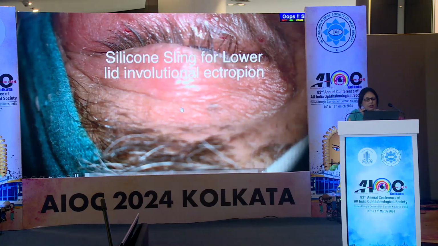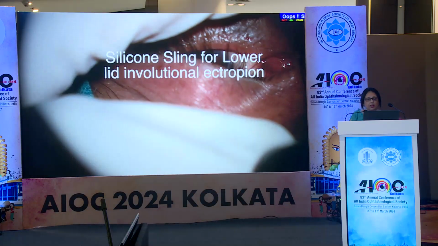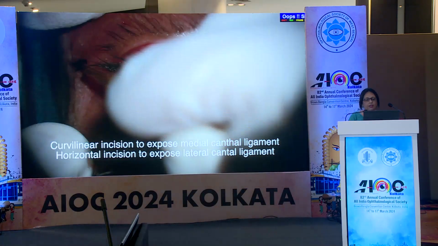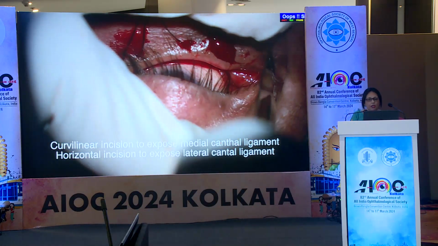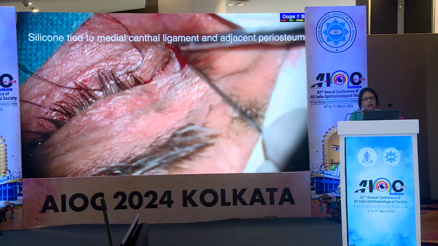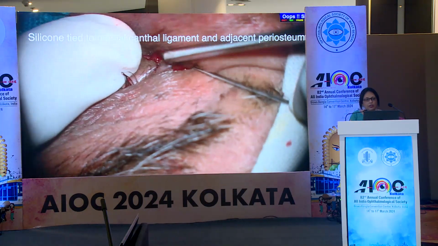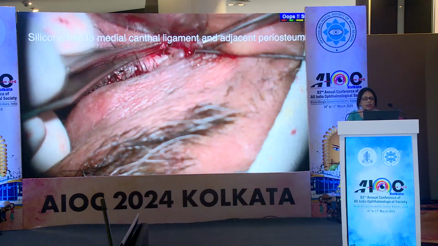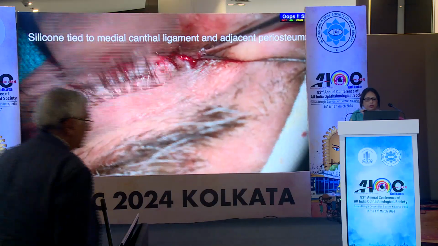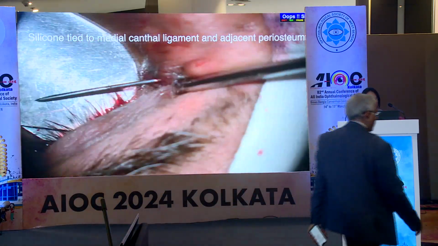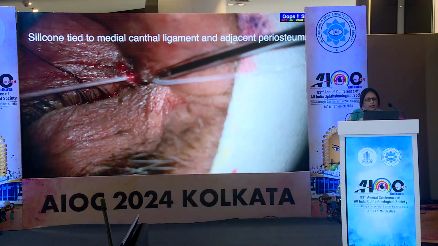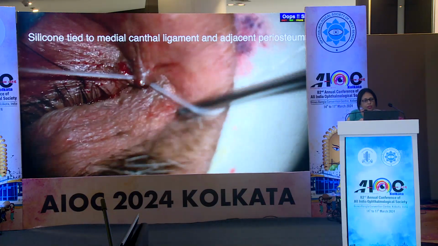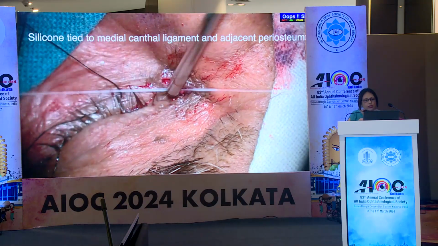Now this is another technique which we have recently started doing. This is a silicone sling which we use routinely for our ptosis surgery. I tried using it instead of the Prolene because Prolene was having exposure related problems, so we started using this, and this was passed from the medial to the lateral canthal angle similar to what we were using with the Prolene. So this is the silicone sling.